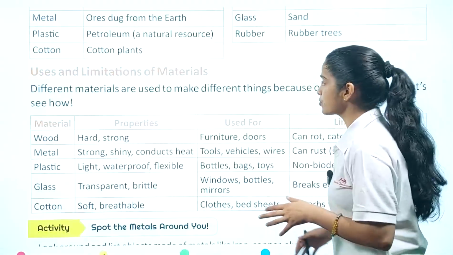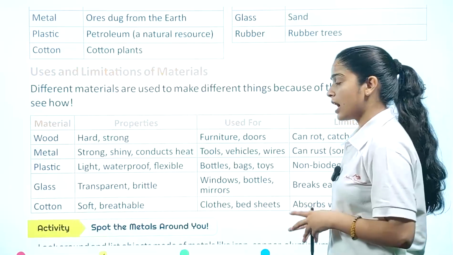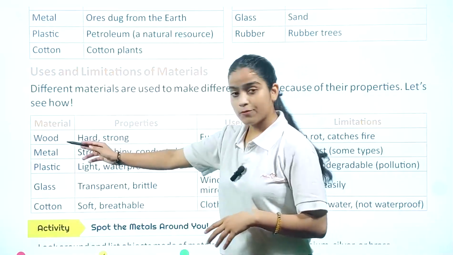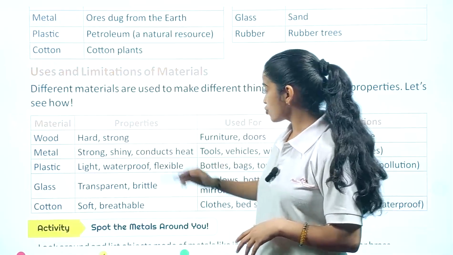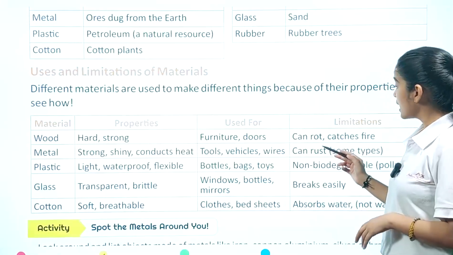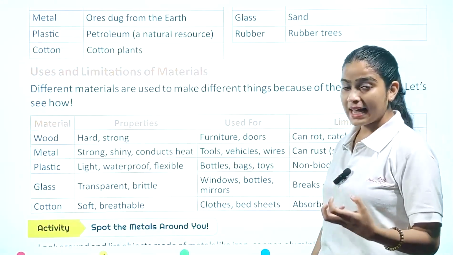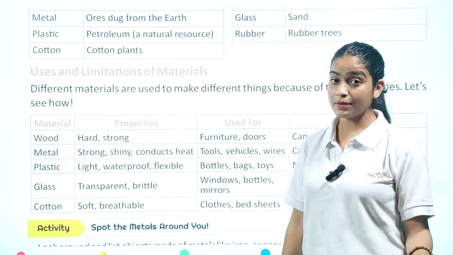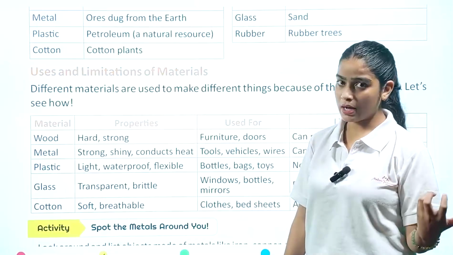Different materials are used to make different things because of their properties. Let's see how. So wood. What are the properties we have for wood? Hard and strong. Used for furniture and doors. And what are the limitations? Can rot, catches fire. For example, if there is a situation where a fire comes, wood catches fire faster as compared to other things.